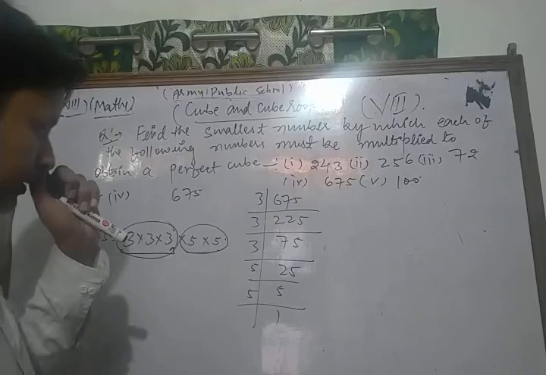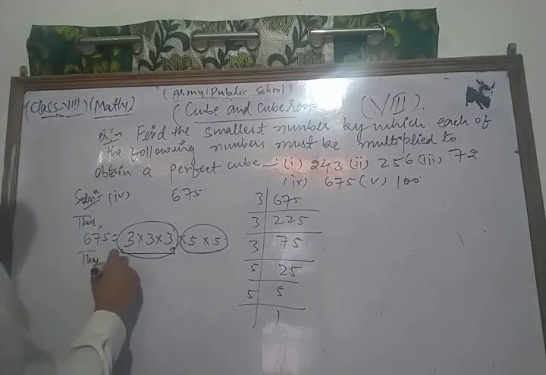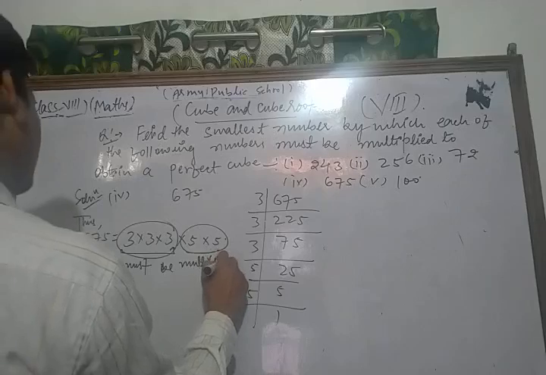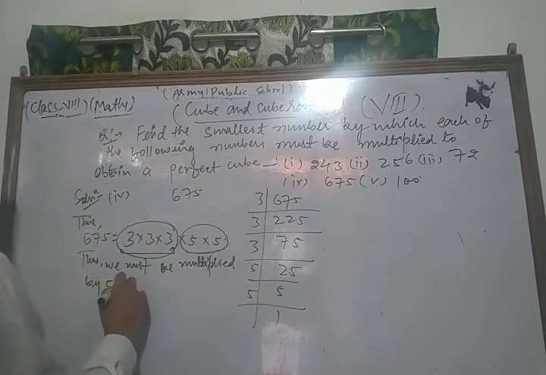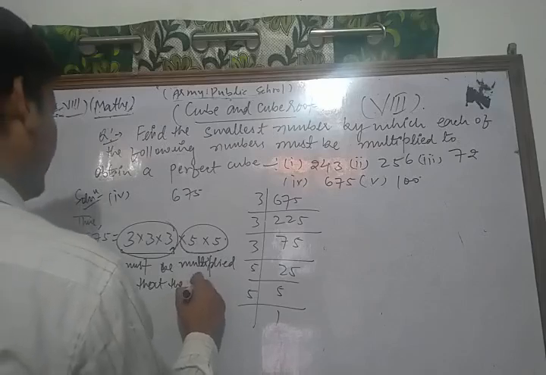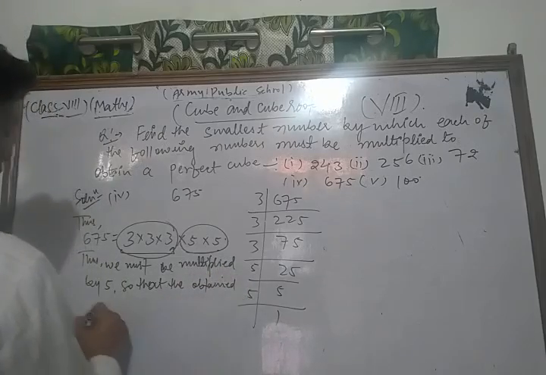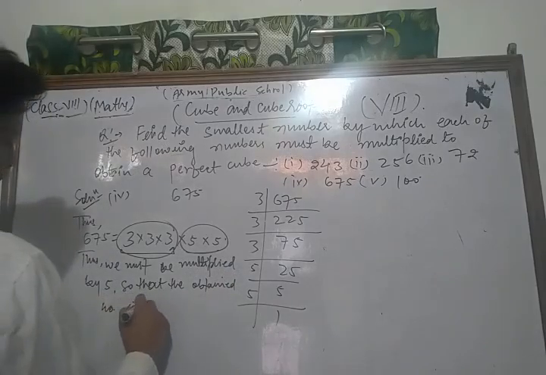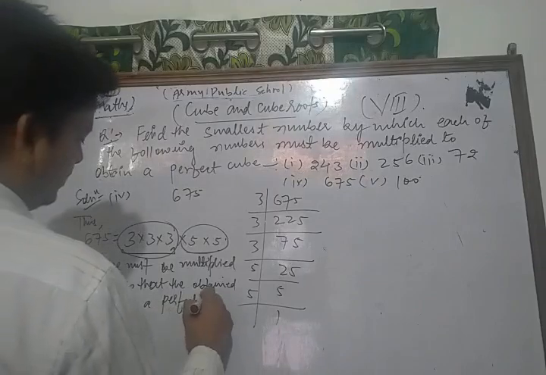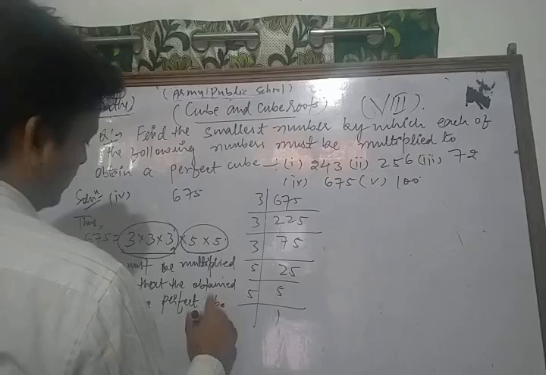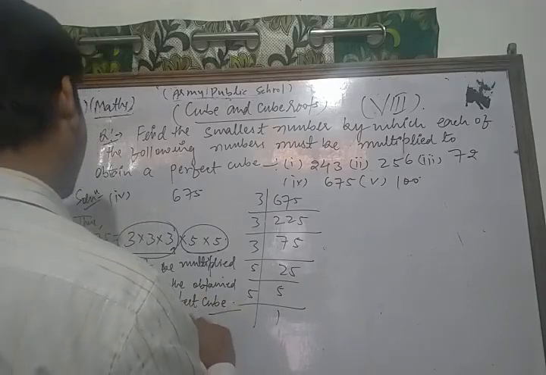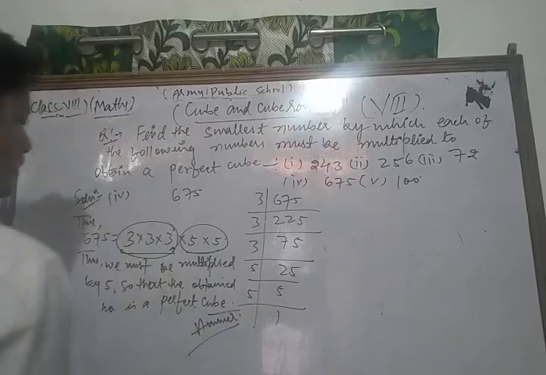So we must multiply. Thus we must multiply by 5, so that the obtained number is a perfect cube. This is the required solution.